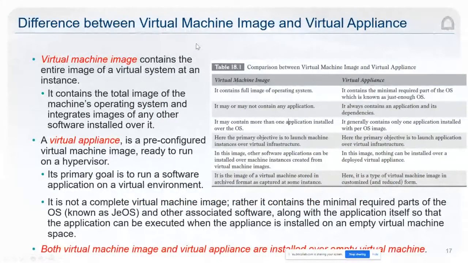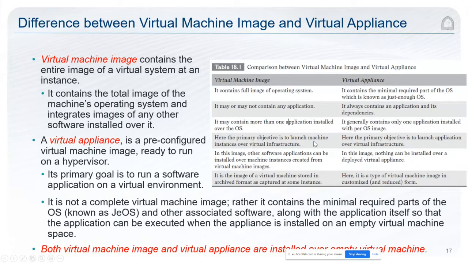And here is a comparison between virtual machine image and virtual appliance. The virtual machine image contains a full operating system image. The appliance contains only the minimal required part of the operating system. This may or may not contain any application, while this contains an application, and this may contain more than one application installed. Here, it generally contains only one application.